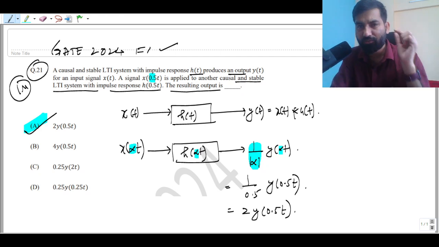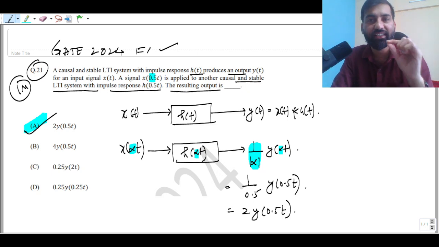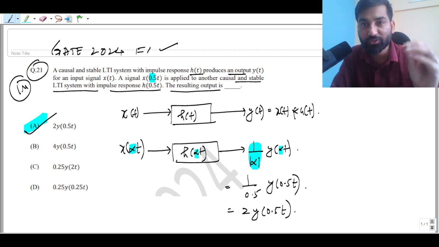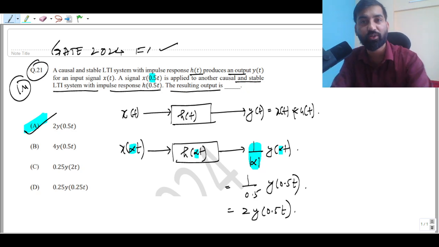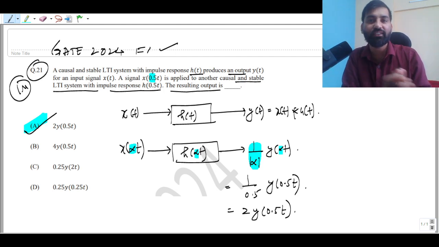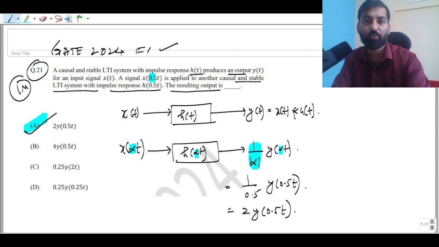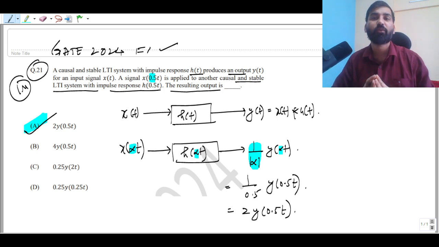One important condition here is that if you are scaling x(t) by alpha, the impulse response also has to be scaled by the same amount, that is alpha only. Therefore your output will get scaled by the same amount alpha, but one extra multiplication factor will be there with the output, that is 1 by mod alpha. That is a very important concept.